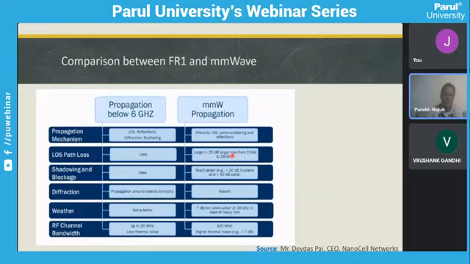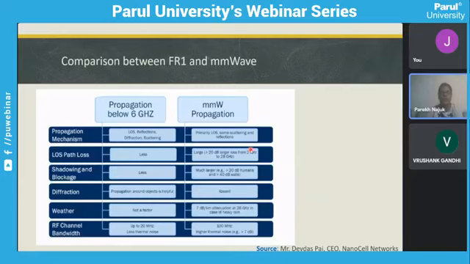As you can see, this is the millimeter wave. That means the wavelength is very, very small, in the millimeter range. You can see this is 2 gigahertz. The higher the frequency, the lower the wavelength. Due to this, there will be a lot of path loss and a lot of scattering. Okay, you have to have a LOS.